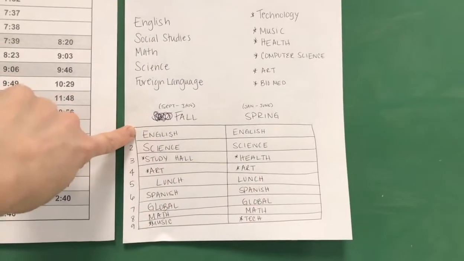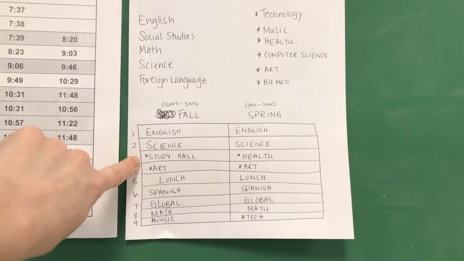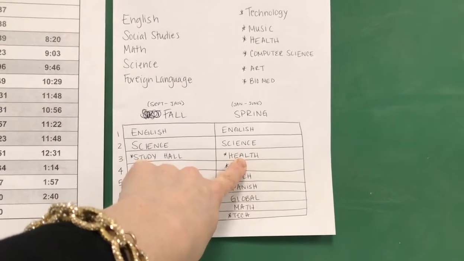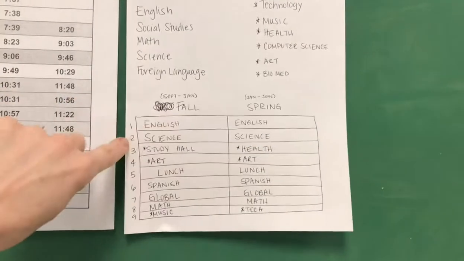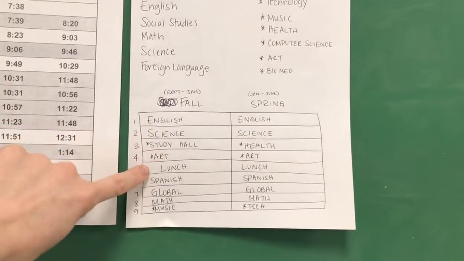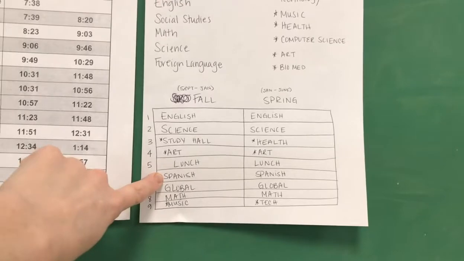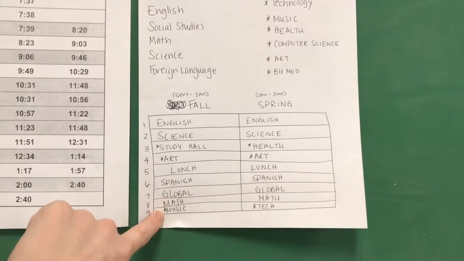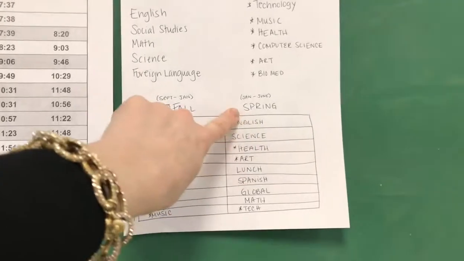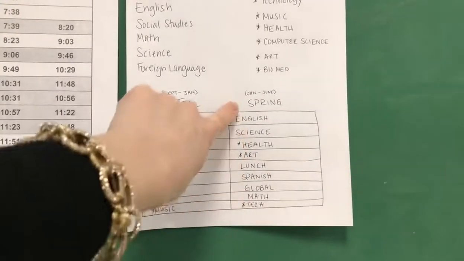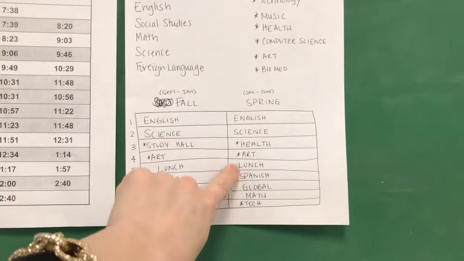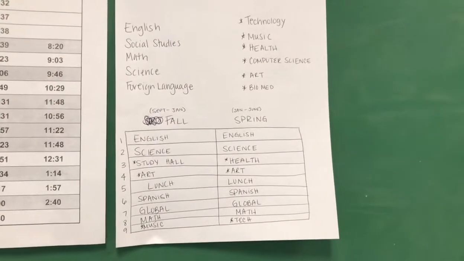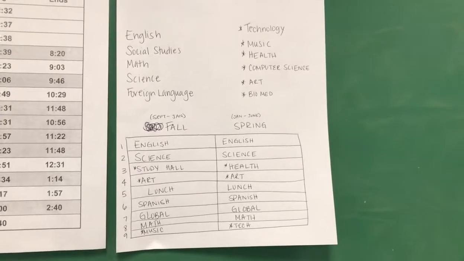But so a student would have English, science, study hall, and then in the spring semester it would switch and then they would take a half year of health instead. So English, science, study hall, art, then lunch, then go to their foreign language. I did Spanish, then global, which is history, math, and then music. And then in the spring semester, most of it would stay the same. Their core classes would stay the same, but then they might switch out for some electives. And that is just kind of what a schedule looks like in New York State.